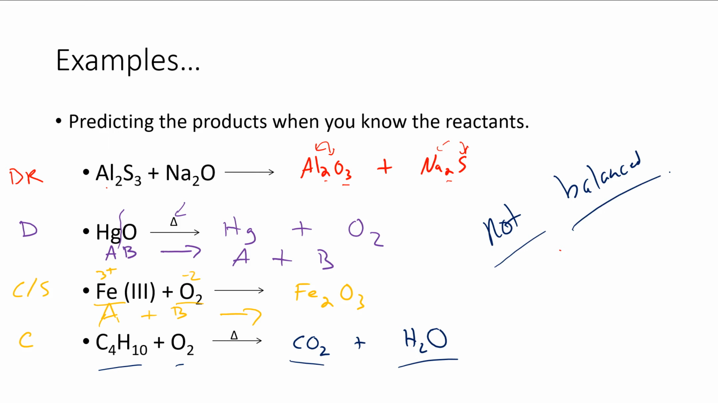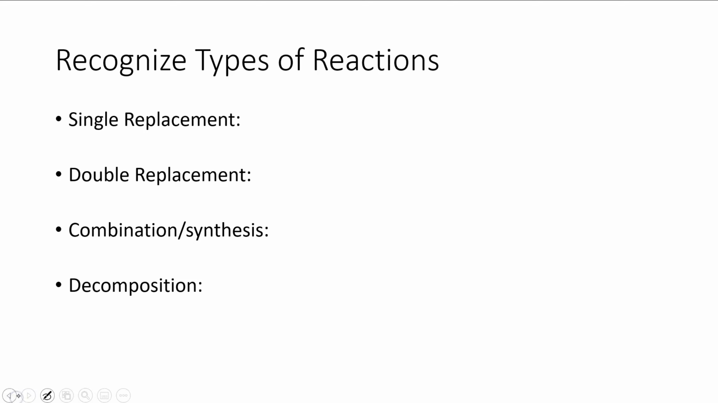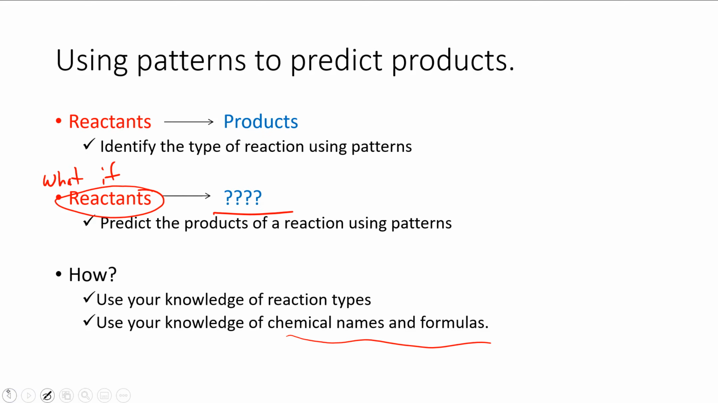That is a very, very important thing. We have what's called the conservation of matter, right? But that is a lesson for a later day. All right, so what do you guys need to be able to do? Let's go all the way back here. You need to be able to predict the products of a reaction using patterns, right? The patterns we know from reaction types and the patterns we learn from chemical names and formulas, right? The Chem Quest attached to today's lesson will give you lots and lots of practice with that.